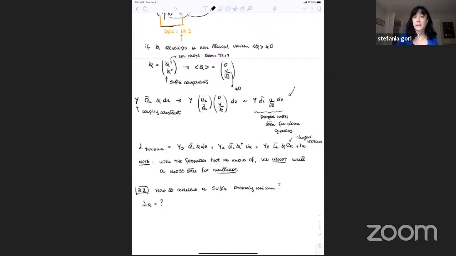So let's see what I can write down based on Lorentz and gauge invariance. First, I can write down a kinetic term for this scalar field. So I have to use the covariant derivative, and this follows exactly the discussion that we have seen yesterday for the other fields of the standard model.